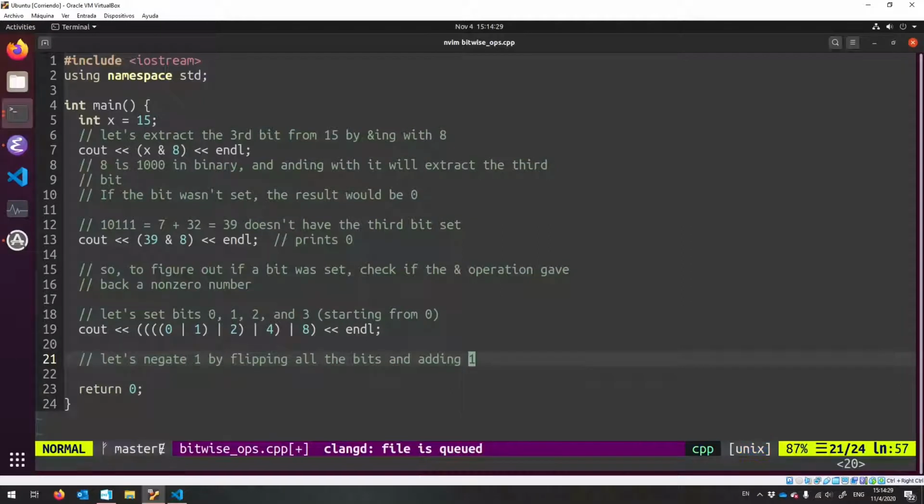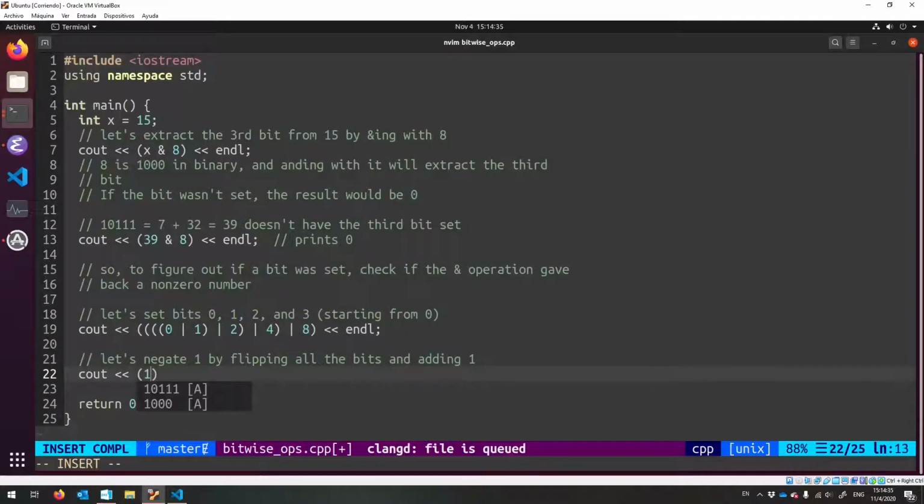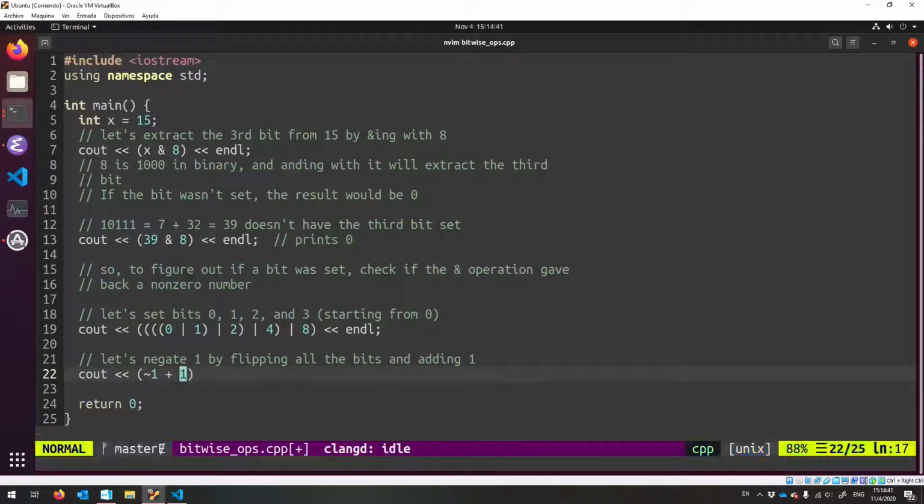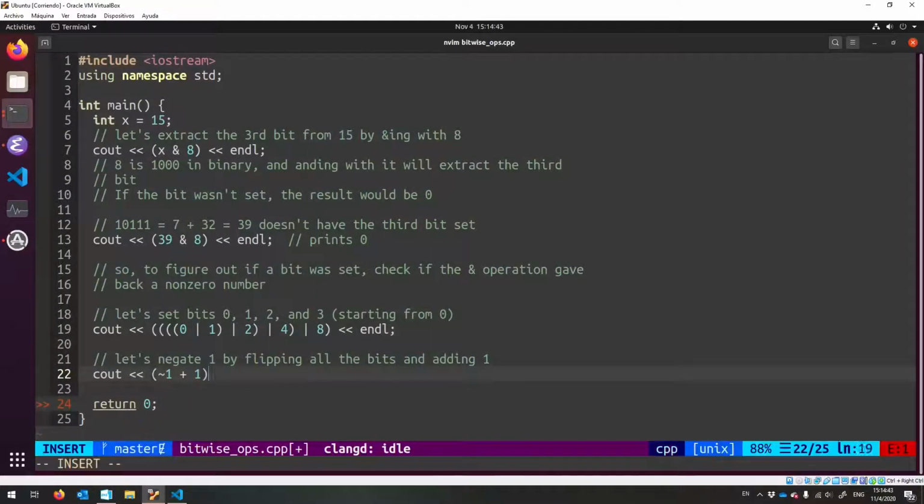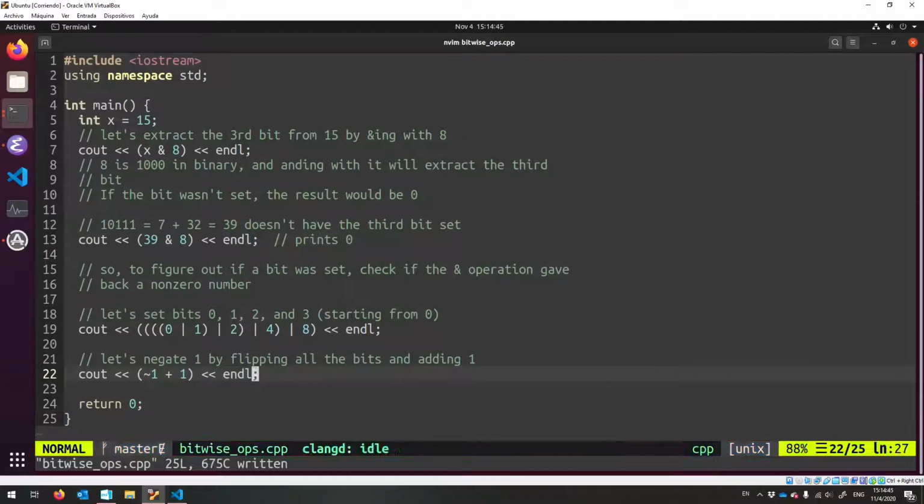You flip all the bits and add 1, right? We know how to do that. So, see out. All right. Start with 1. Flip all the bits. Negate 1. And then add 1 to it. So this should build up a binary number that represents -1, and it'll print out -1 to us. Okay?